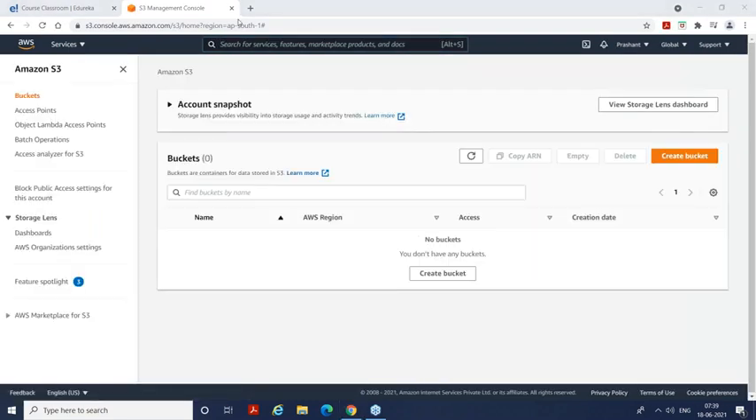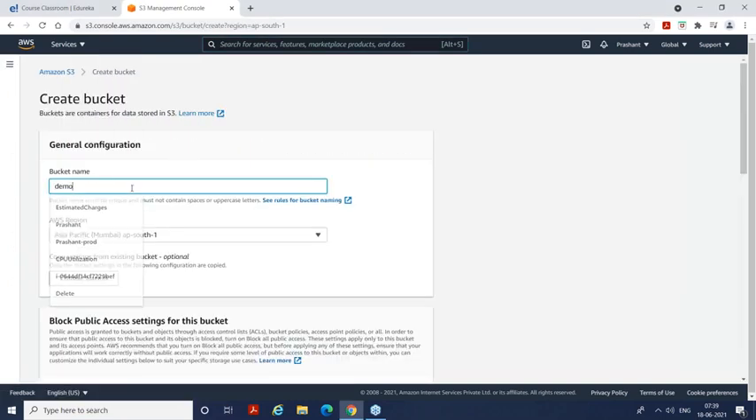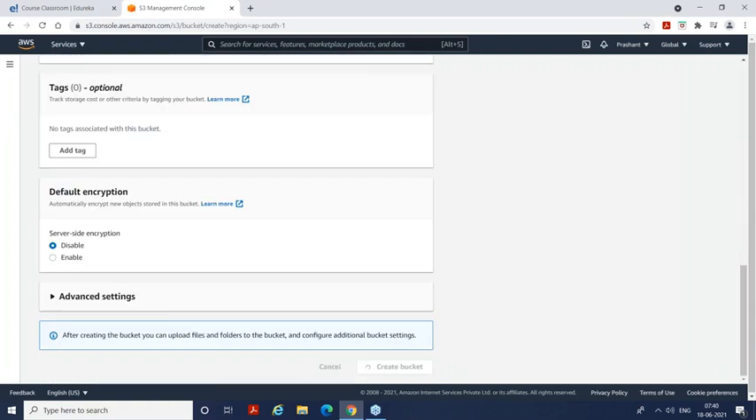So I'm going to create an S3 bucket using my root account so that it will find it to be suspicious. I'm just using some random name and I say create bucket. Okay.